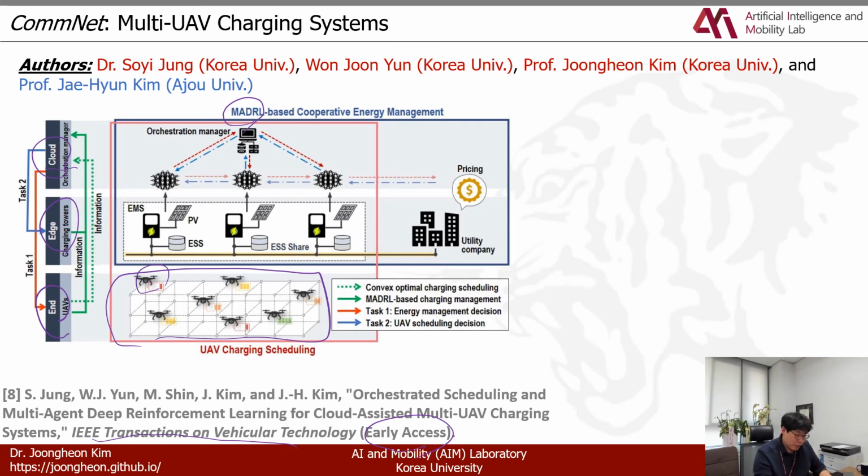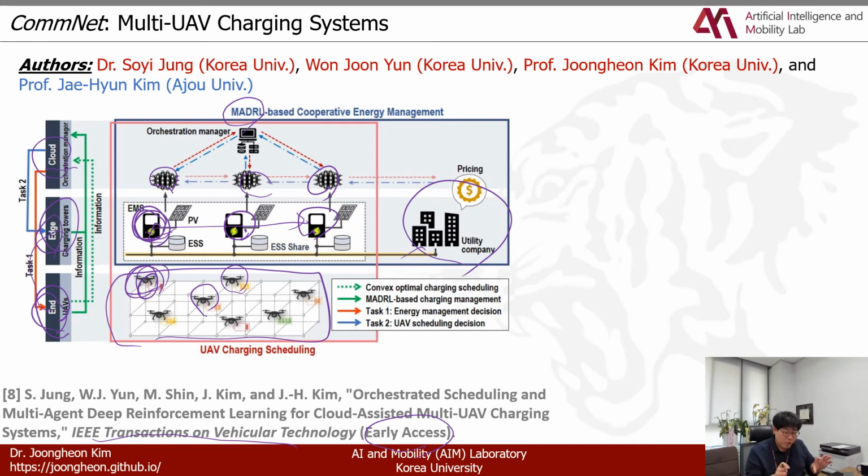Okay, so in the first task, between edge and end, we have to make a charging decision. The charging decision can be solved with some optimization or convex optimization, and then you can define the scheduling decision between this EMS energy charging station and this UAV. Then the EMS has a neural network, and they are a multi-agent system and can share the energy all together, and then we can decide how much energy should be shared in order to minimize the purchase from the utility company.